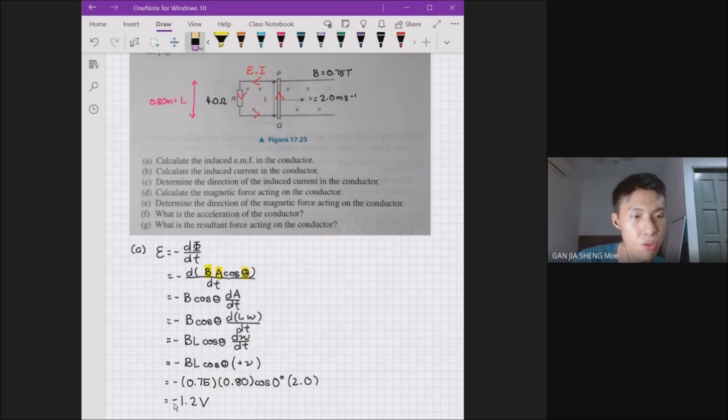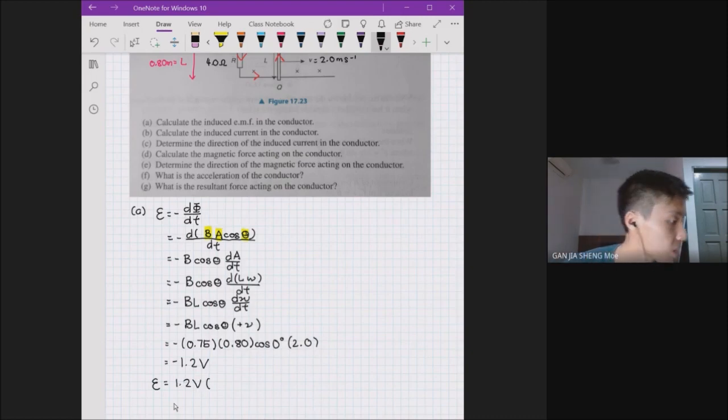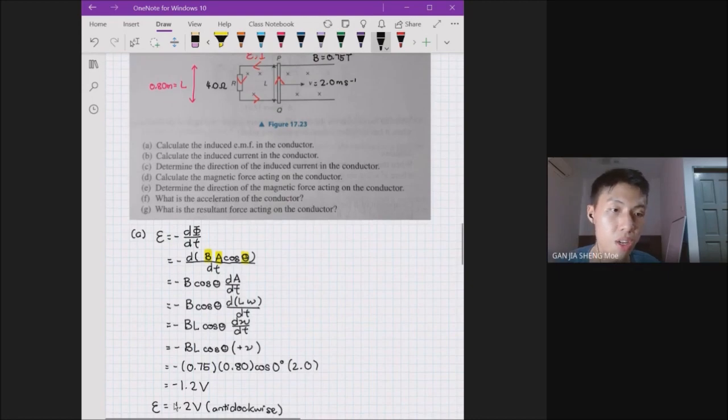And if you want to state it clearly, you can say epsilon is 1.2 volt, but you can say it is anti-clockwise. Okay, if you want to state it, you can state it like this. That's fine as well.